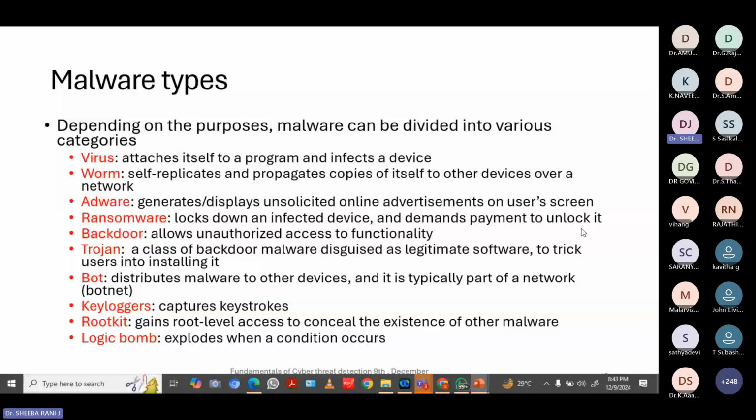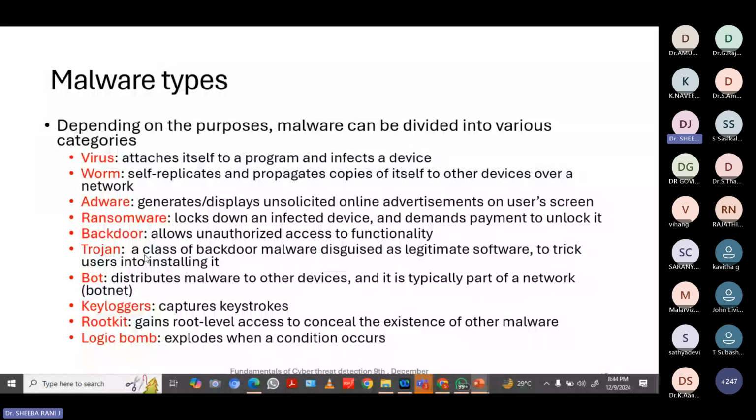Backdoor allows unauthorized access to functionality. Trojan, we know now, is a hard research area, right? A class of backdoor malware disguised as legitimate software to trick users into installing it. So this is a software Trojan. We are not aware that it's a Trojan. It is disguised as a known person or a legitimate environment it will create. So we don't know that. If you're not alert, or if you don't know about the environment, it will easily corrupt, right?